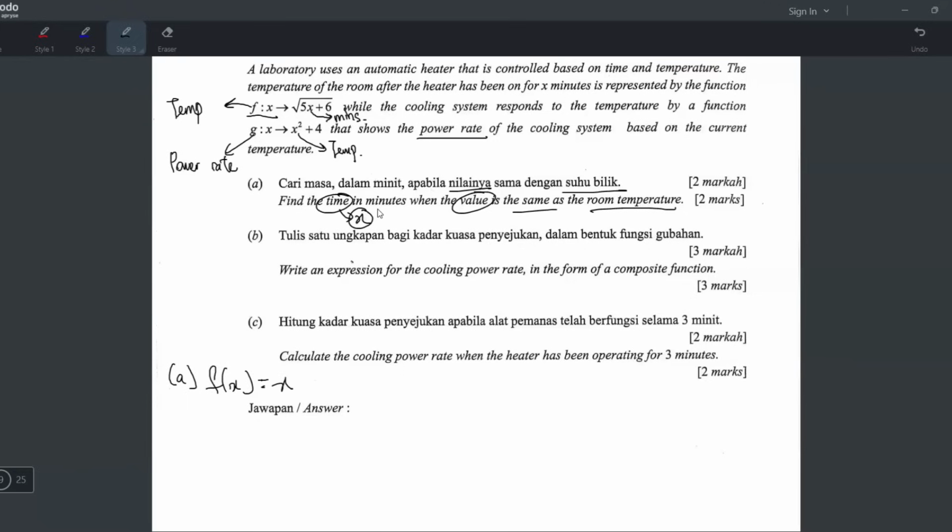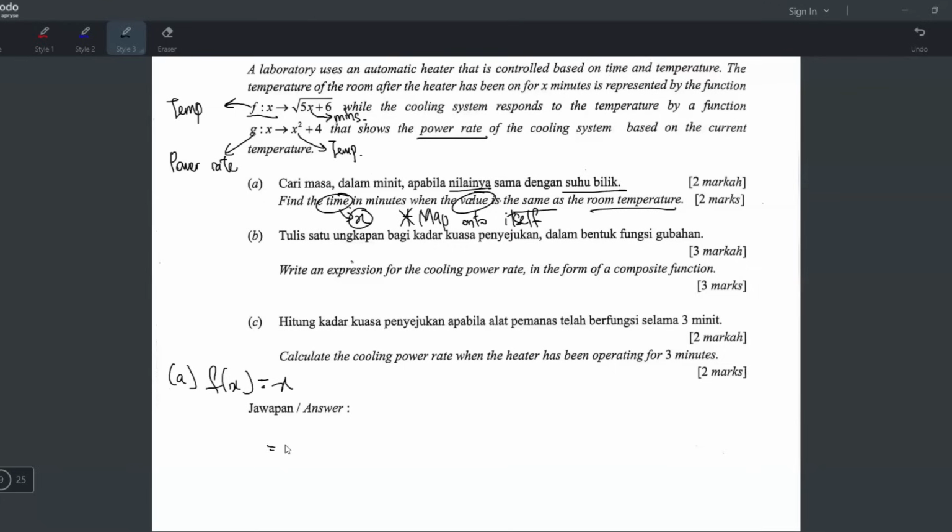Because when the value of the time is same as the temperature, it means the time is x, right? And then the f(x) is the temperature, but they have to be the same. So f(x) equals x. So this is like you're doing map onto yourself. Remember what is map onto yourself? Memetakan kepada diri sendiri. It means your object and image is the same value.